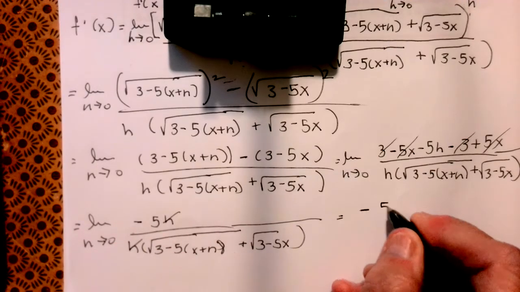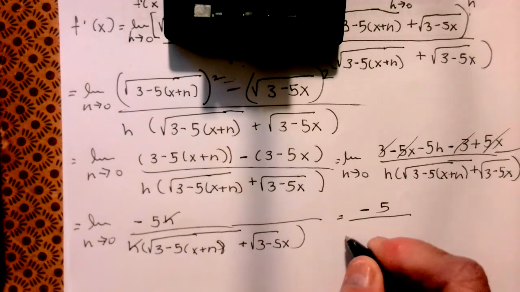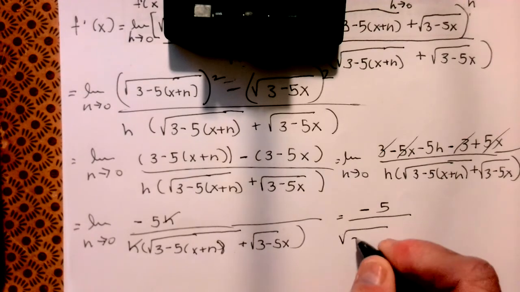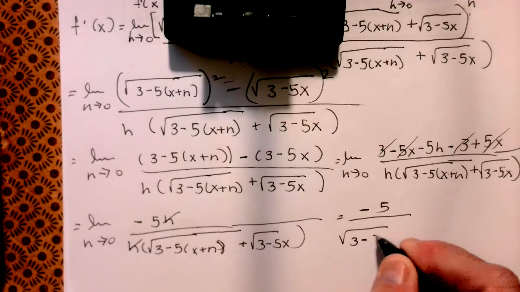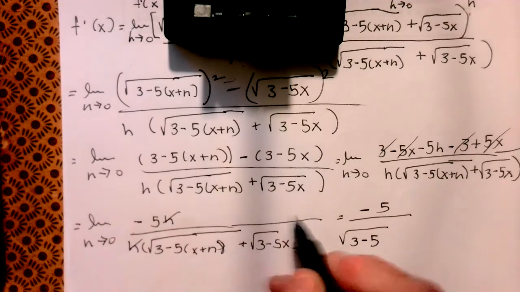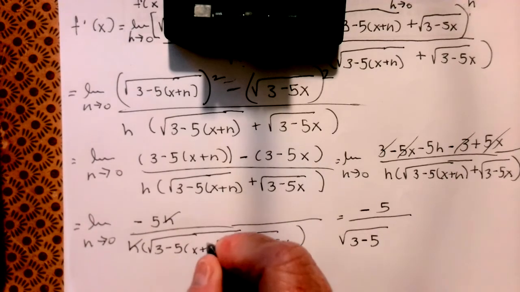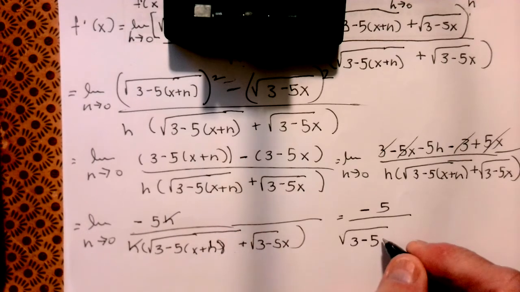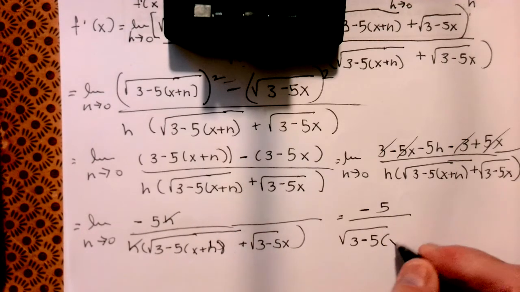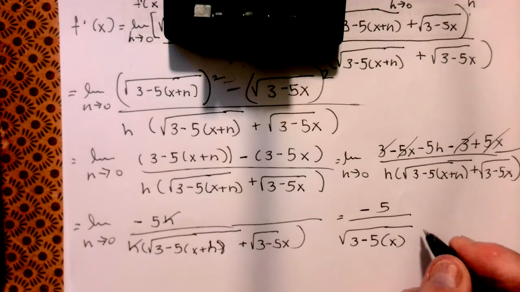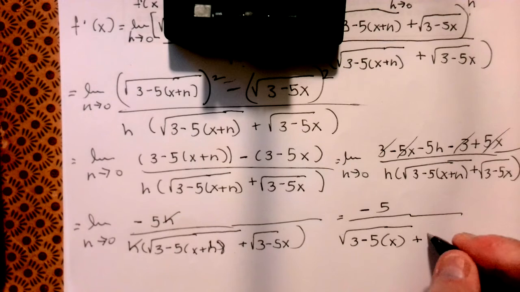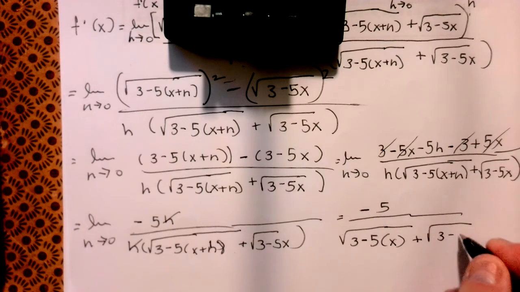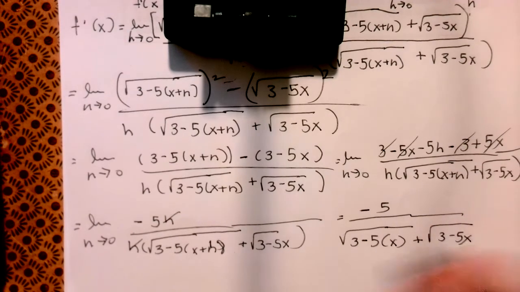So we're just going to go ahead and substitute that in. So we have a minus 5. And then in the denominator, we have the square root of 3 minus 5 times, h is going to 0 right here. So this h is going to 0. That's an h right there, so that'll just be times x right there. And then we also have this other square root of 3 minus 5x. So we can combine these two in the denominator.